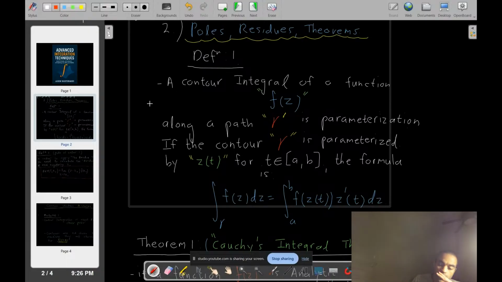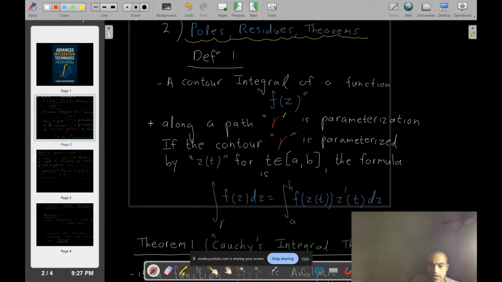Okay, function of a complex number z along a path. I'm going to call my path gamma. Okay, so gamma is a path, and it has some type of parameterization. If the contour gamma is parameterized, so gamma has to be parameterized.